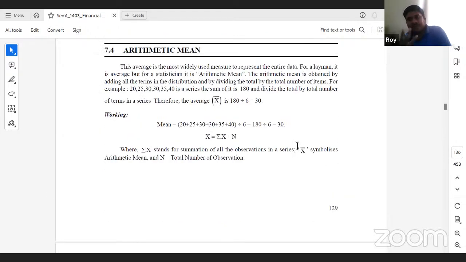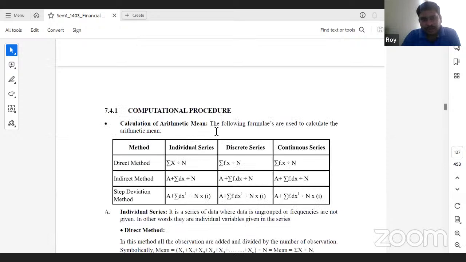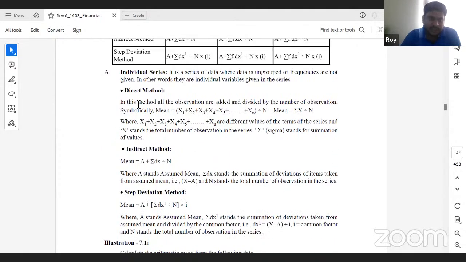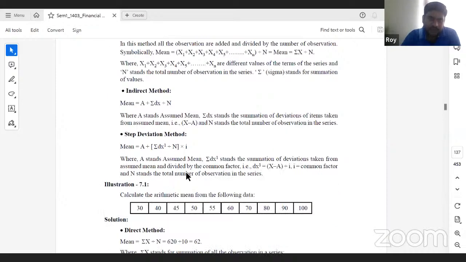And we have seen what the use of the mean value is, right? It represents the whole value. The mean value is very important to represent the whole group. In the arithmetic mean, there are the direct method and the indirect method as well. When the type of data changes, like the individual series, we have seen how to calculate by the direct method and indirect method.